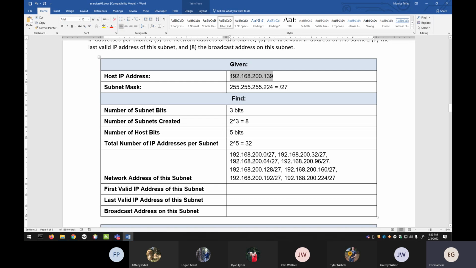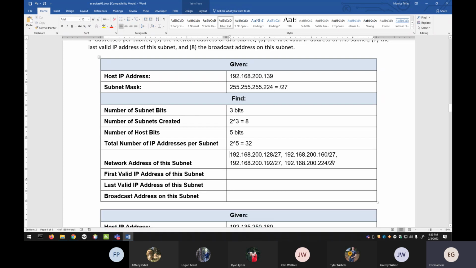Is it in the first subnet? The first subnet goes from .0 to .31. Is .139 between .0 and .31? No. So it is not in the first subnet. Is it in the second subnet? No. So it is in one of the subnets. Which one will it be? Yes, it will be this one, because this one goes from .128 to .159. So that's correct. It is in this one. So this is one way to see it.